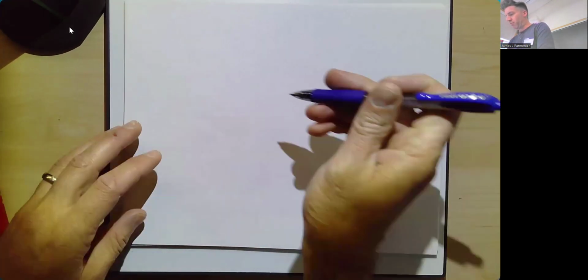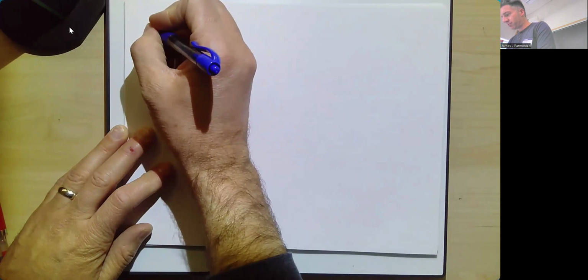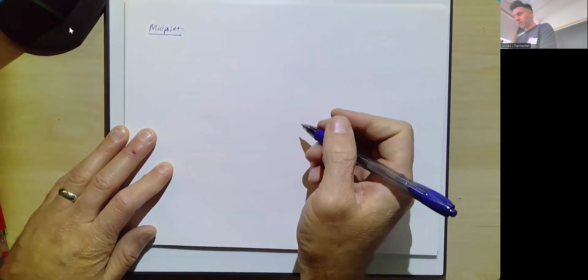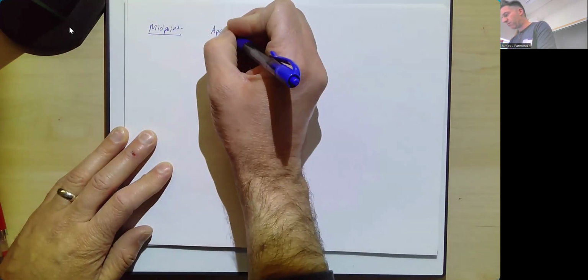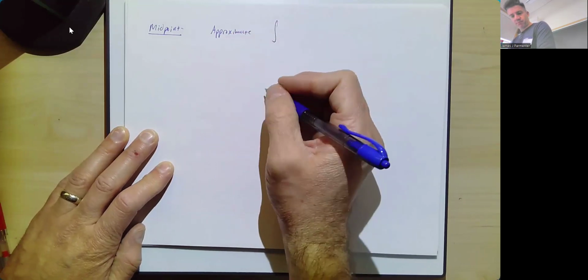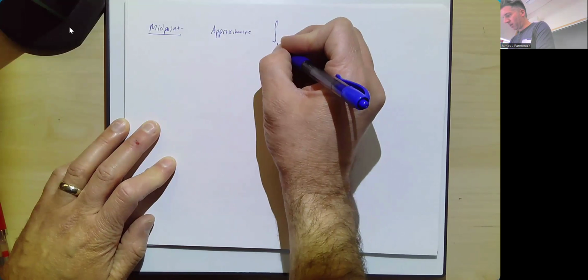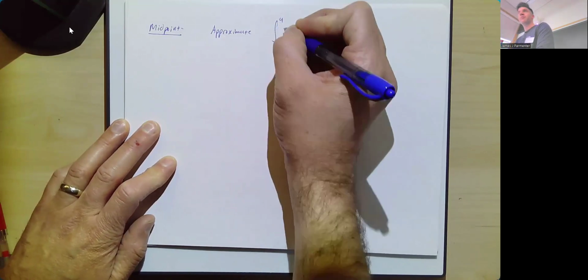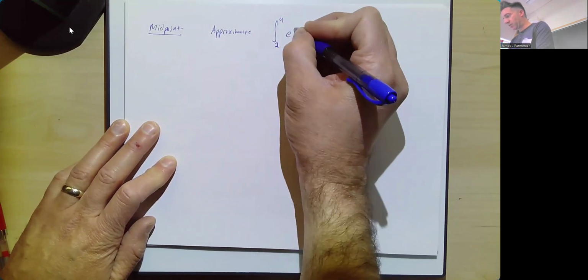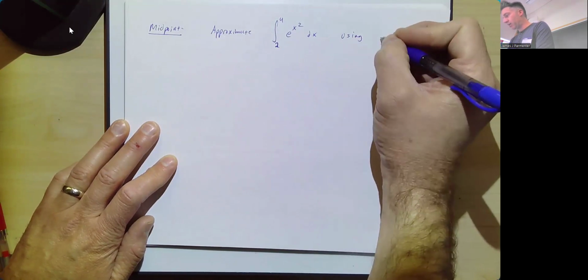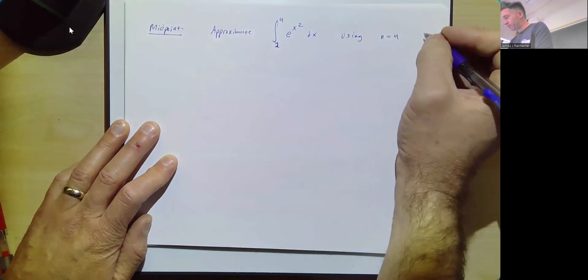Okay, let's say we want to approximate. So one more midpoint rule. We'll make this one slightly more challenging to find the midpoints. So we're going to approximate the integral from 2 to 4 of e to the x squared, using still n equal to 4 subintervals.